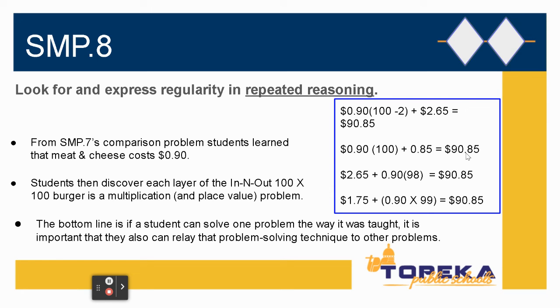And guys, can you believe it? A 100 by 100 cheeseburger is less than $100. Myself, when I did this, I was kind of surprised. I was expecting it to cost more than that.